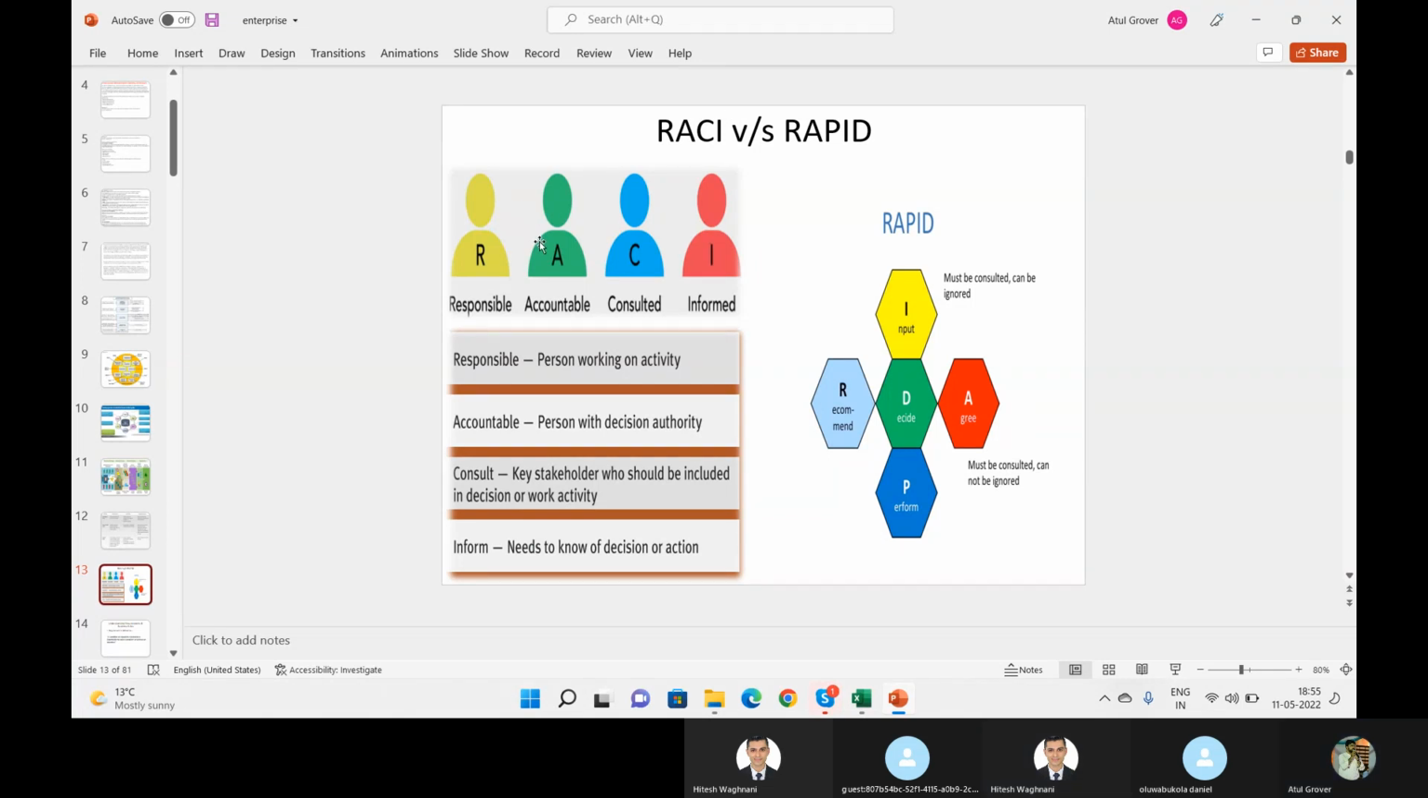Accountable. Who has the decision authority? I give one example. Generally this problem happens when we go shopping, and it happens with everyone. This is a general example I'm taking. Suppose you and your wife go to order a cake for your kid's birthday. It is the first birthday and you are going to a good bakery shop.